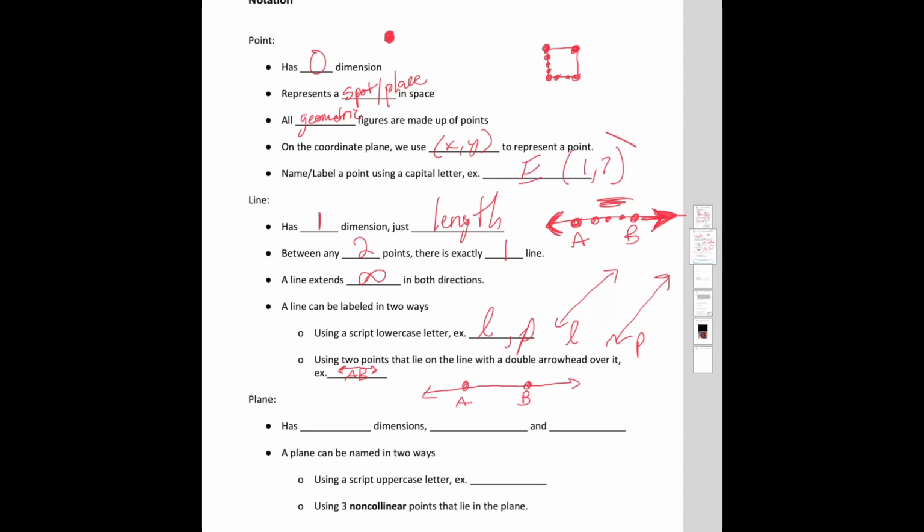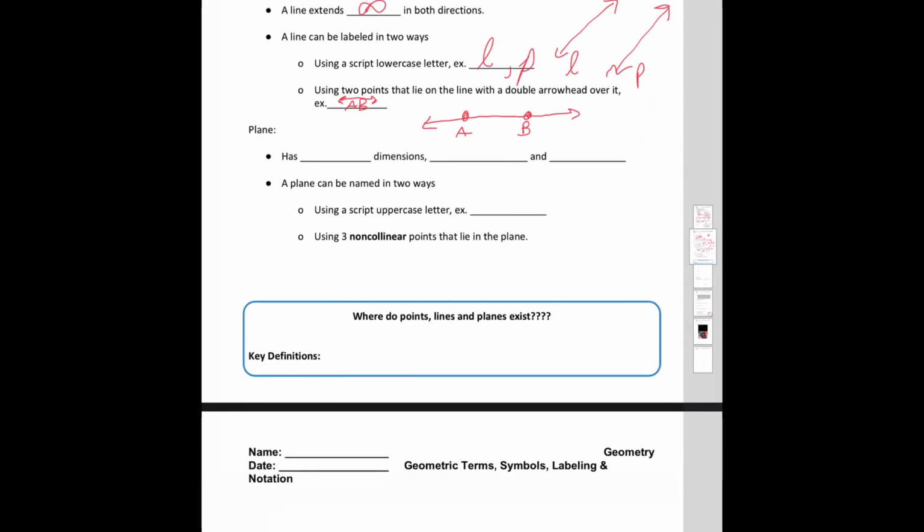Now, moving on, we have our plane. So what is a plane? A plane has 2 dimensions, length and width. So basically, say I have this rectangular looking plane here. You can measure length and width. It's not an infinite plane.